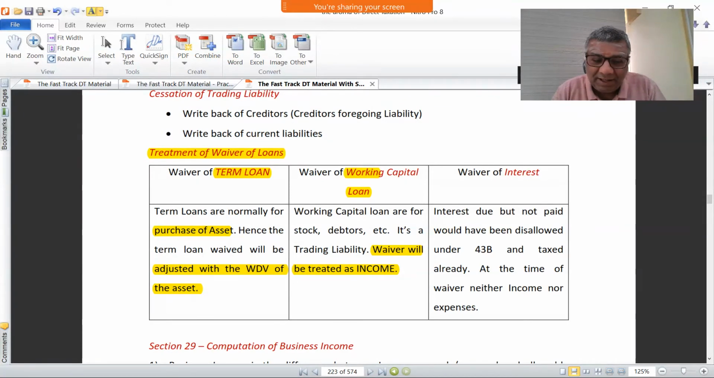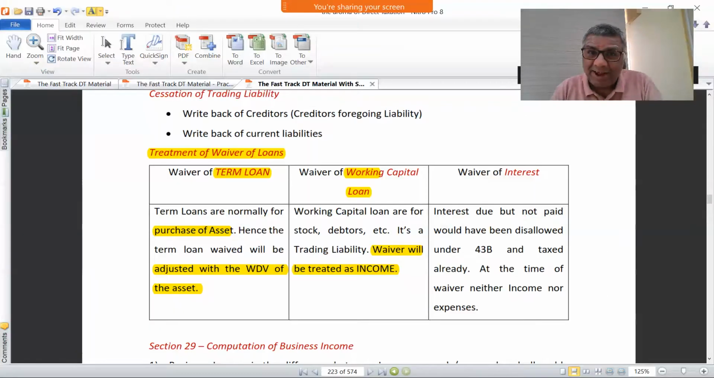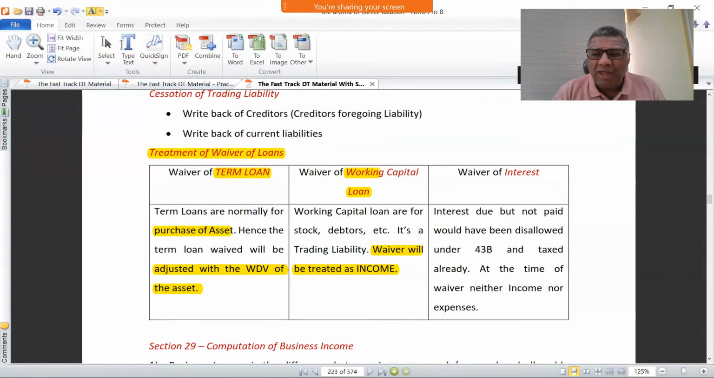Expenditure claimed, any losses, expenses, deductions claimed earlier. I did not claim, boss. You did not allow me to claim, because I have not paid under 43B, you have already disallowed. So this 'claimed earlier' is missing. I have not claimed. At the time of waiver, it will not be treated as income, because already I have been taxed. If I am taxed again, it is like dual taxation. So at the time of waiver, it is not treated as income.